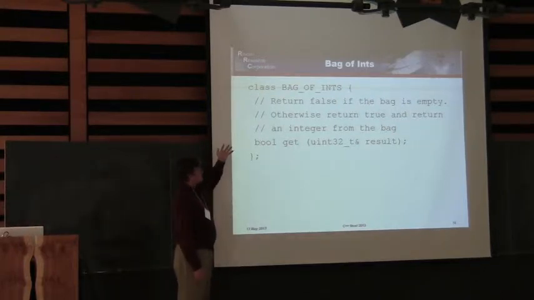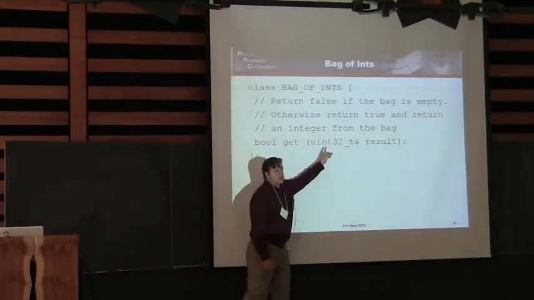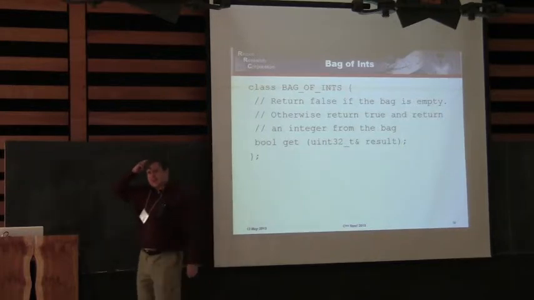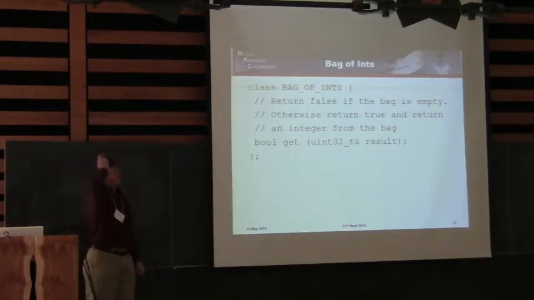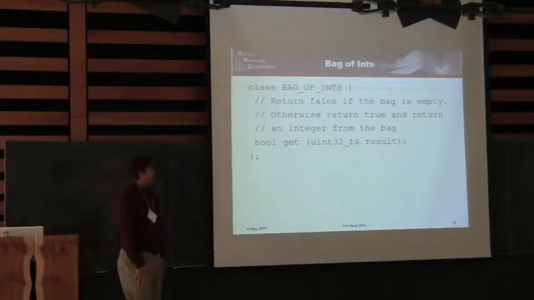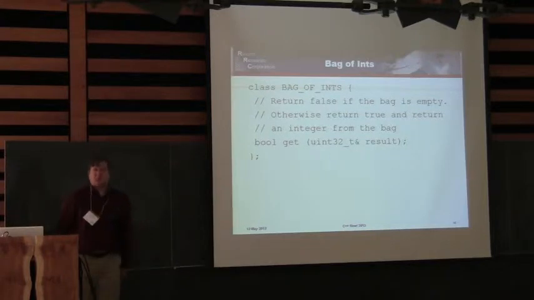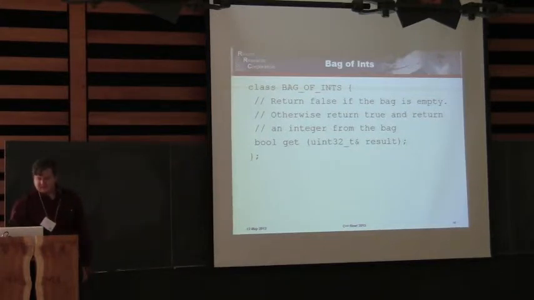Bag events returns false if the bag is empty. Otherwise, it's going to return true and give you an integer as a result. And after watching Chandler's talk the other day, I bet he'd be mad at me for not returning this as a struct. But I've already committed to this interface, so we're stuck with it. So. Okay. Does that make sense? Very simple interface. Ridiculously simple interface.